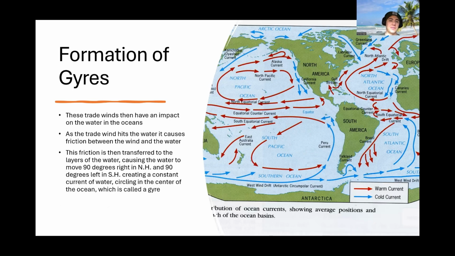Formation of gyres. The trade winds then have an impact on the water in the ocean. As the trade wind hits the water, it causes friction between the wind and the water. This friction is then transferred to the layers of the water, causing the water to move 90 degrees right in the northern hemisphere and 90 degrees left in the southern hemisphere, creating a constant current of water circling in the center of the ocean, which is called a gyre.